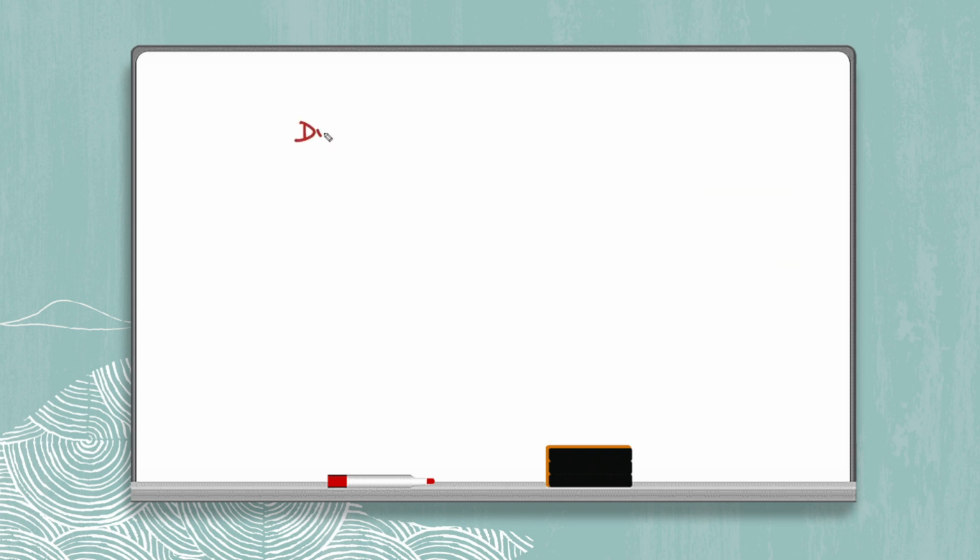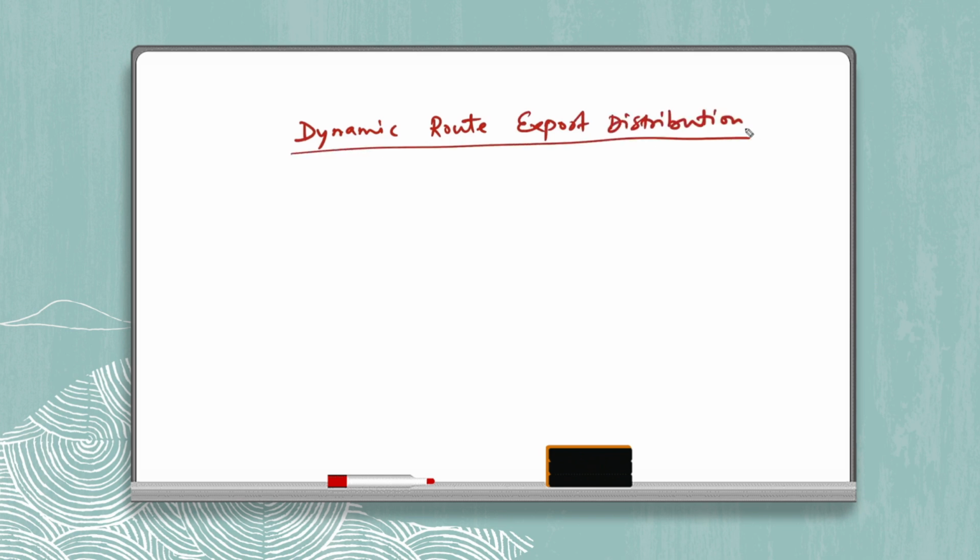Now let's also talk about the dynamic route export distribution. This is the reverse of import distribution. It specifies how the routes are going to be advertised to the attachments from the respective or assigned route tables. So, how the routes are advertised to attachments from their assigned route tables, that is what your dynamic route export distribution is.